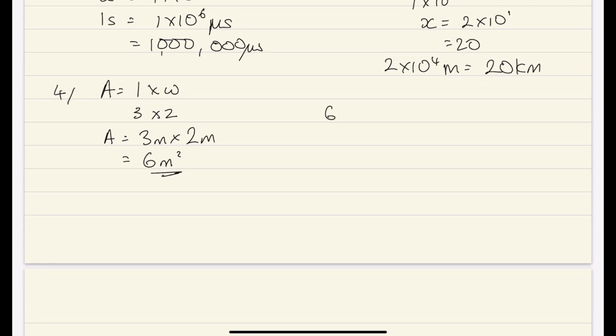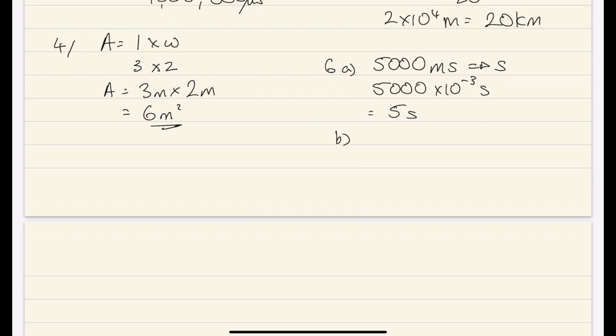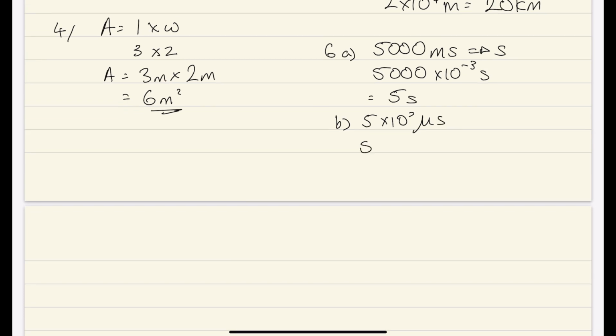Question 6. This time I want to convert all of these into seconds. So I've got 5,000 microseconds into seconds. Well, this is the same as 5,000 times 10 to the power of minus 6 seconds. And then this simplifies to 0.005 seconds. B, I'm looking at 5 times 10 to the power of 7 microseconds. This one is 5 times 10 to the power of 7 times 10 to the power of minus 6 seconds, which is 5 times 10 to the power of 1 seconds, so it's 50 seconds.